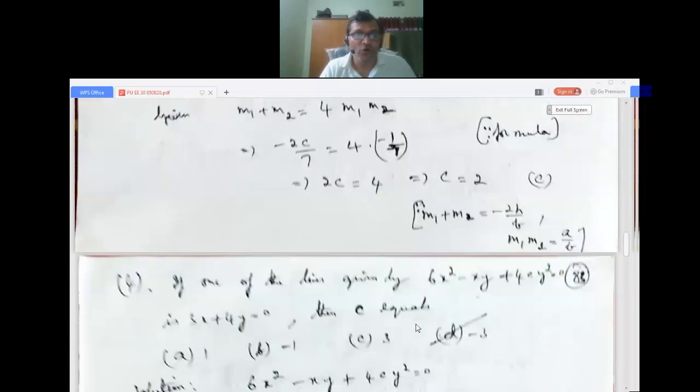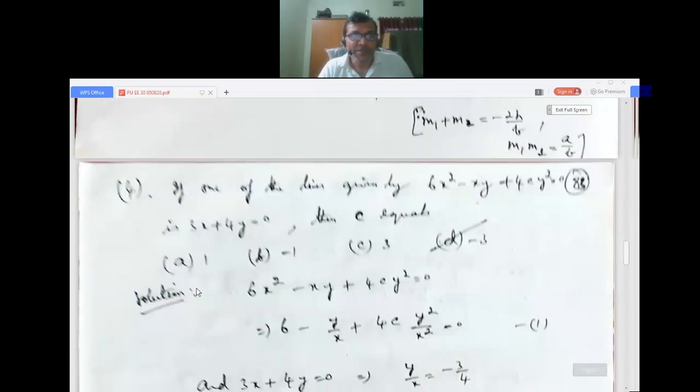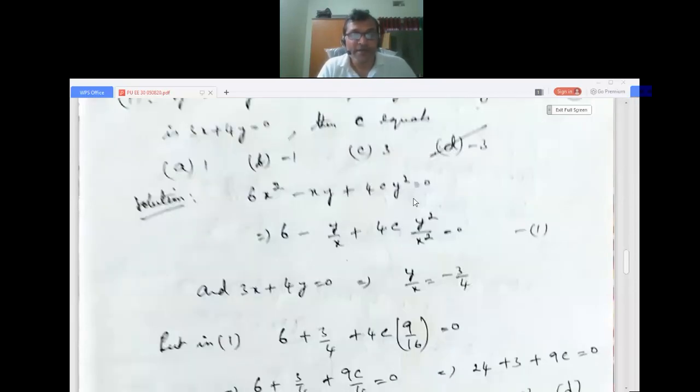So that is nothing but the fourth option. Once again I'll read out the fourth question. If one of the lines given by 6x squared minus xy plus 4cy squared equals 0 is 3x plus 4y equals 0, then c equals 1, minus 1, 3, minus 3. Okay, I take the line, I divide throughout by x squared, I'll get 6 minus y by x plus 4cy squared by x squared equals 0.